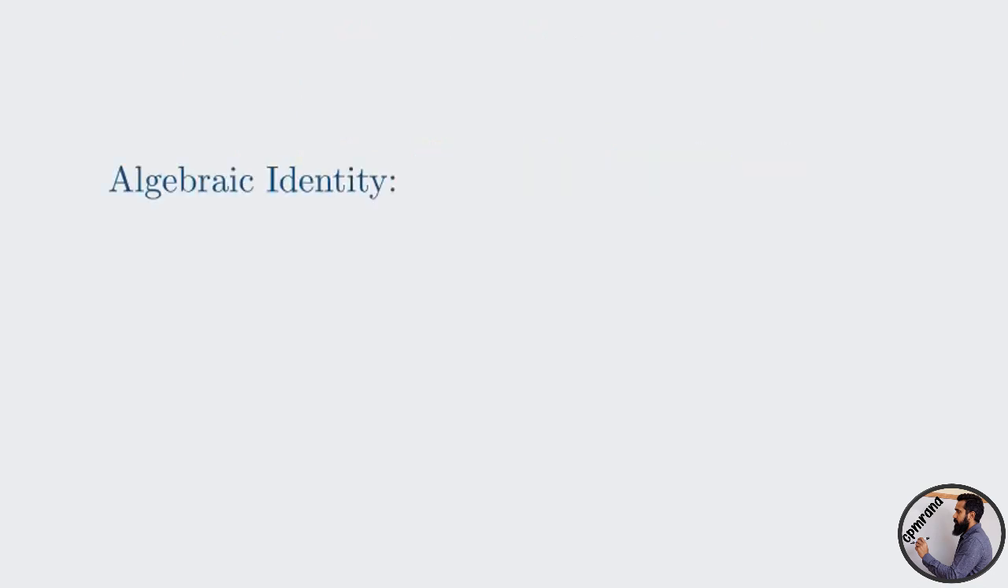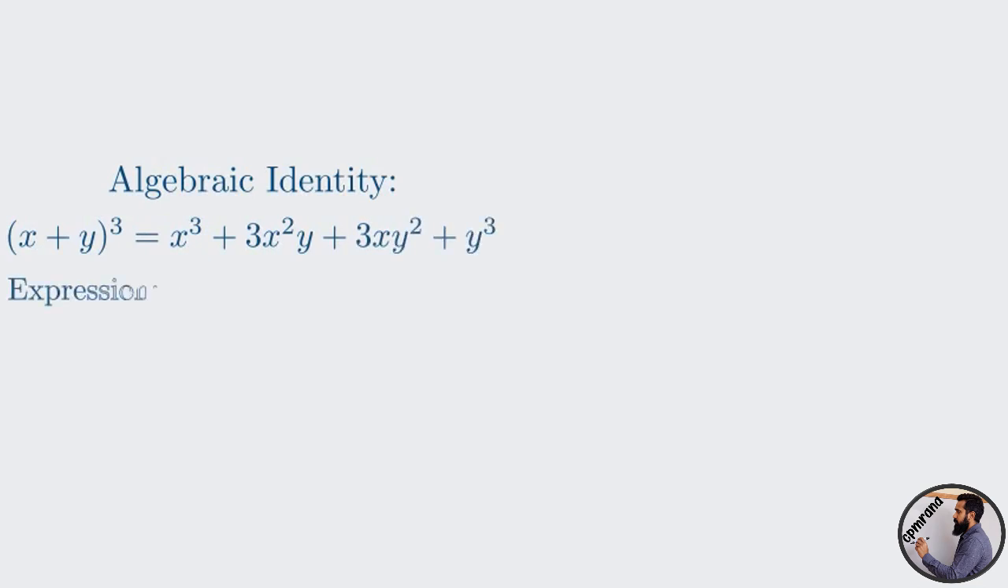To simplify this, we need to remember the algebraic identity for the cube of a binomial. The formula for x plus y, all cubed, is x cubed plus 3x squared y plus 3xy squared plus y cubed. Our expression looks very similar to the right side of that identity. Let's try to rewrite each term to match the pattern.